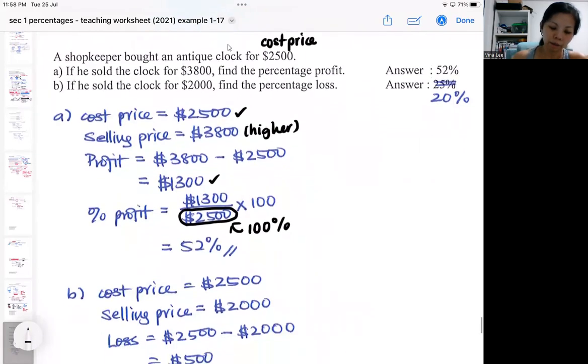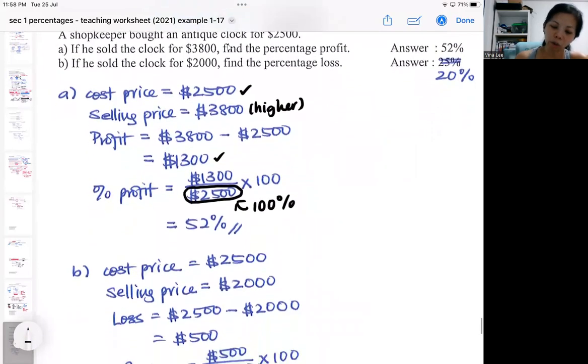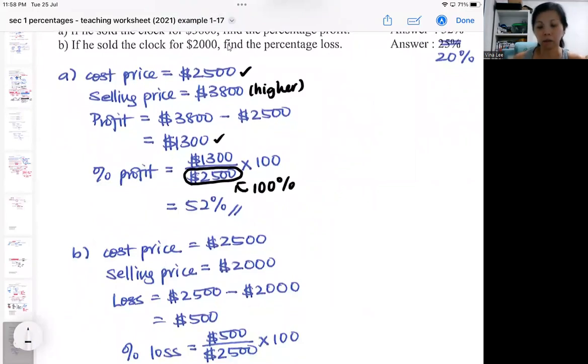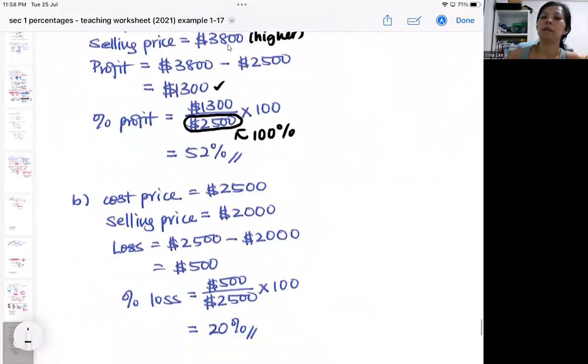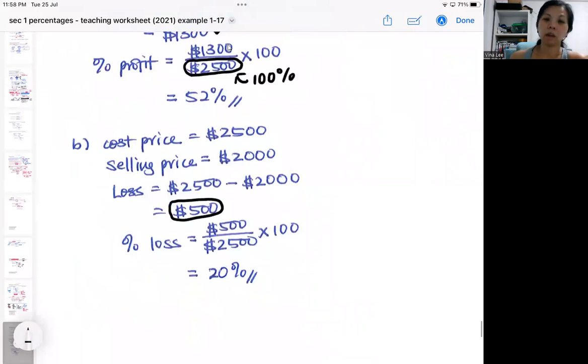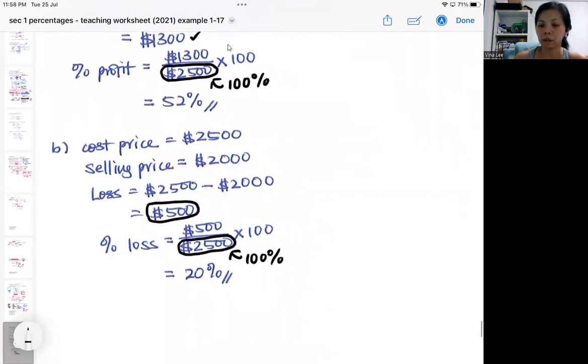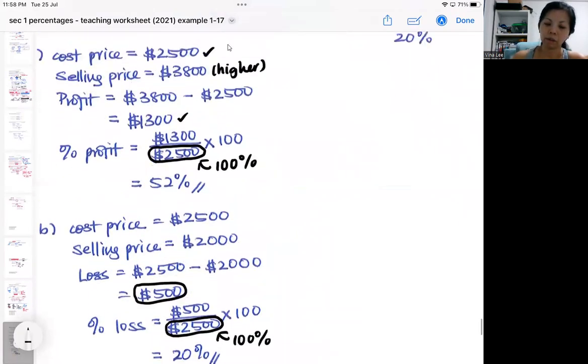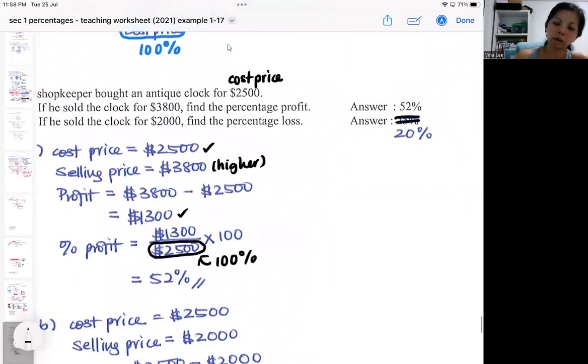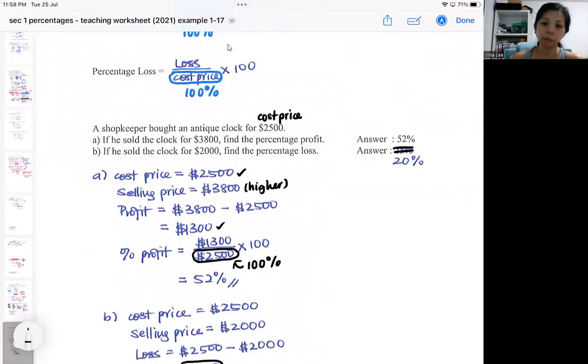Okay, in another scenario, if he decides to sell lower than the cost price, that means he will make a loss. In this case, if he decides to sell it at 2,000, he actually makes a loss of 500. If I would like to calculate the percentage loss, I will compare the 500 to the cost price. The cost price is 100%. So he makes a 20% loss if he decides to sell it at 2,000, because it's lower than the cost price. So do change the answer on this part.